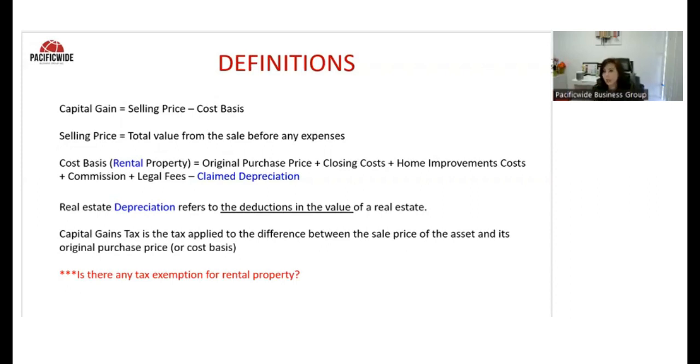Okay. In the cost basis for the rental property, you see something different. Everything else looks exactly the same, but the only difference is the claimed depreciation. Okay, claimed depreciation. What is the depreciation in this case? I have the definition down right there. Real estate depreciation refers to the deductions in the value of real estate.